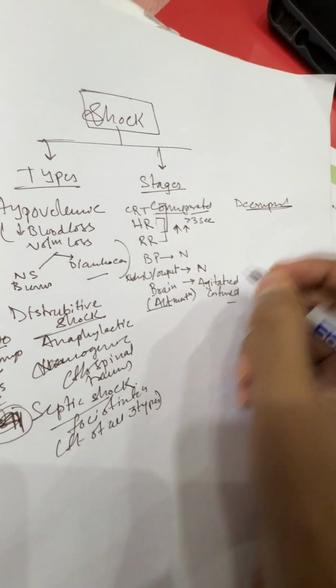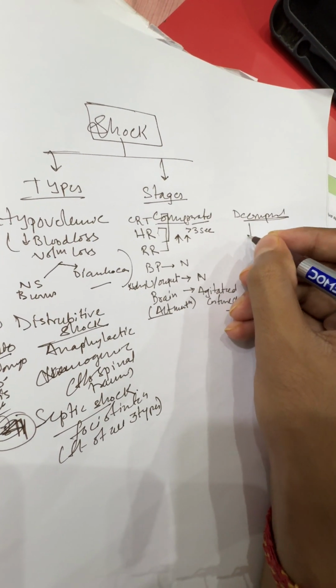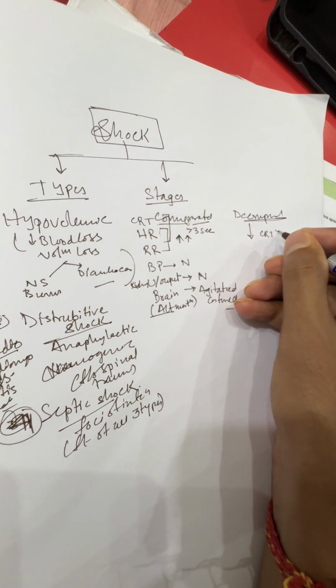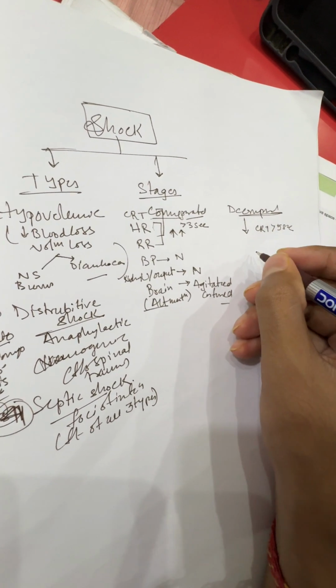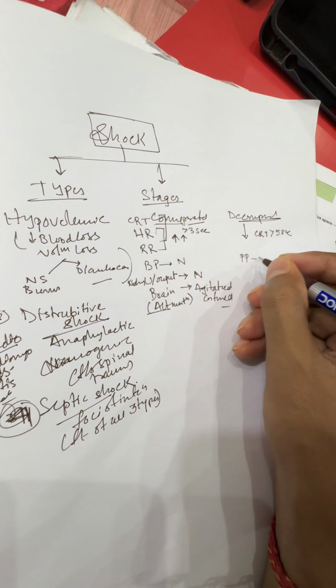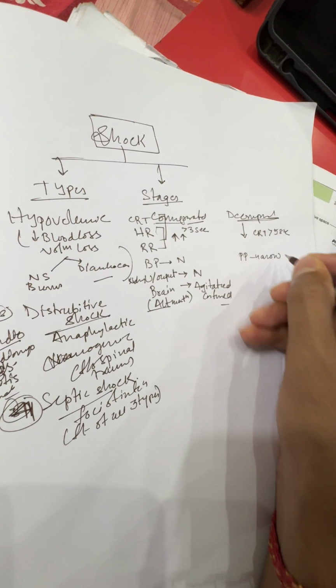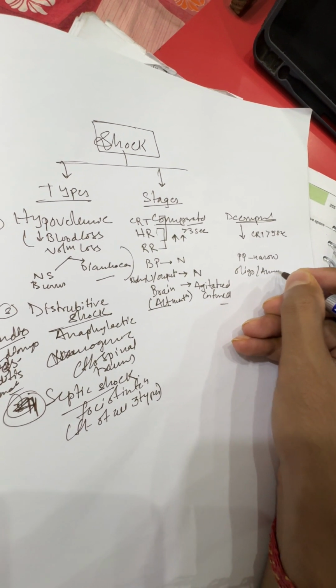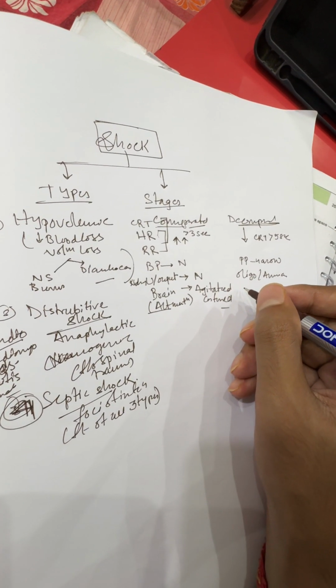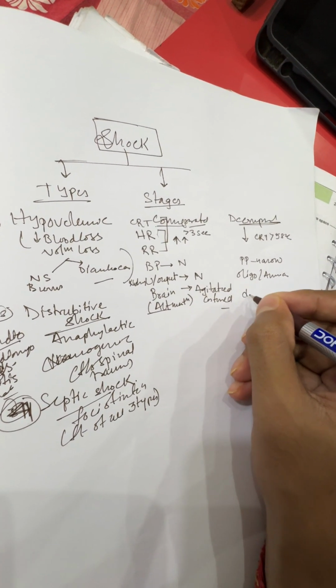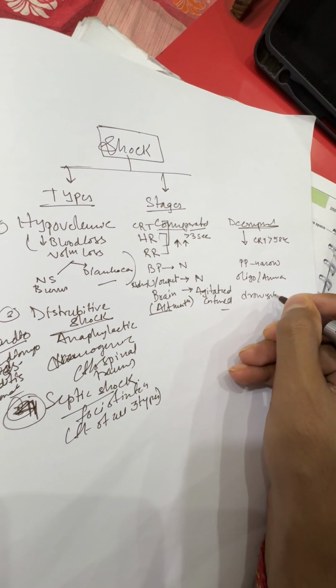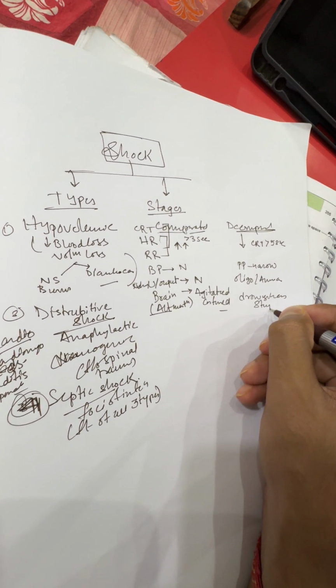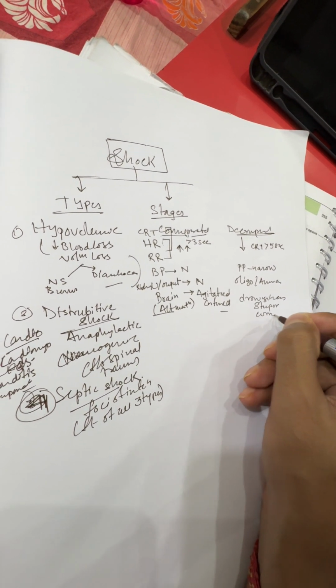But in decompensated, all these parameters will decrease. The CRT will be more than 5 seconds. The pulse pressure will be narrow. In urine output we will see oliguria or anuria. And in the brain basically we can see drowsiness or stupor or coma.